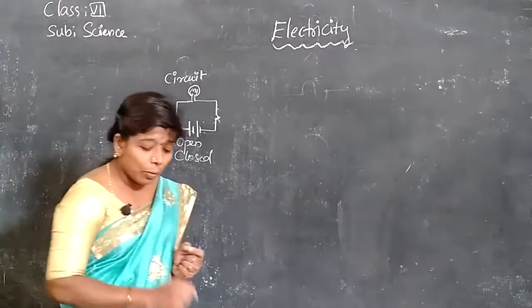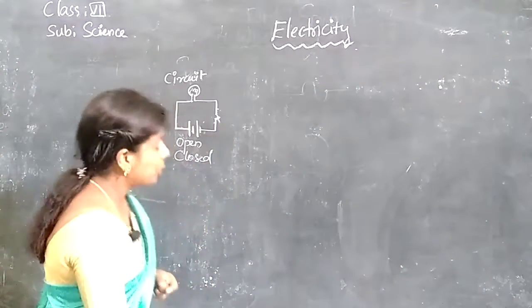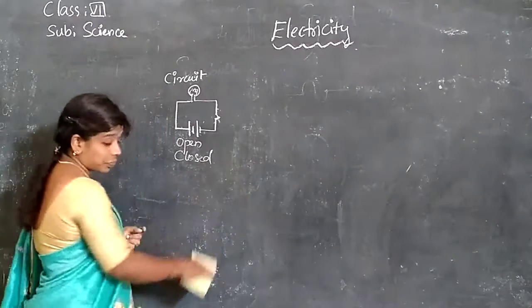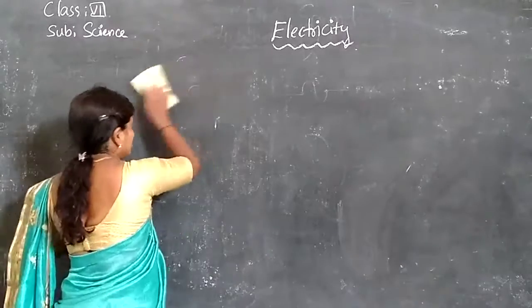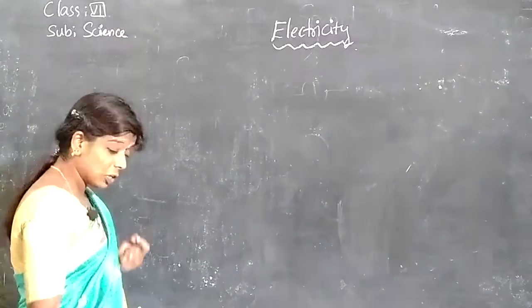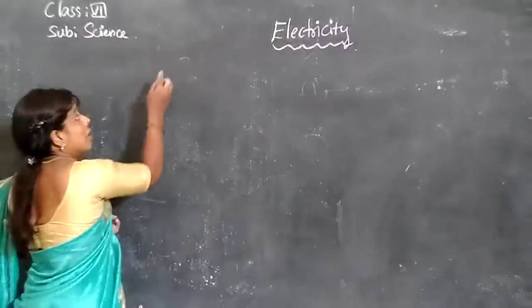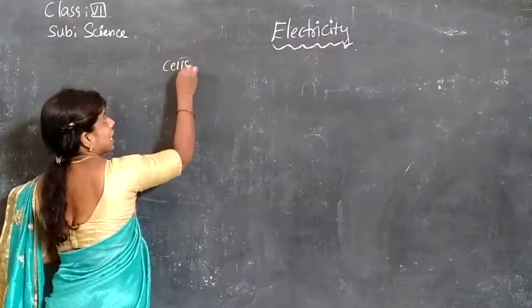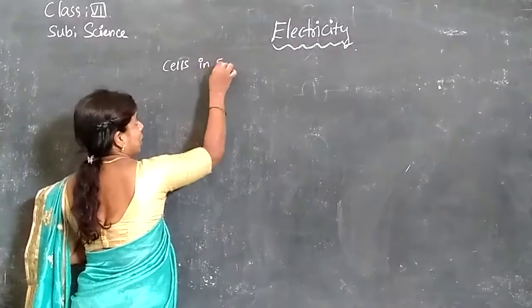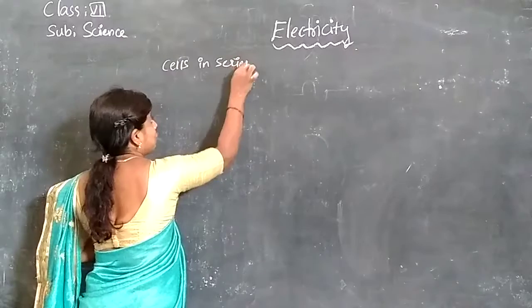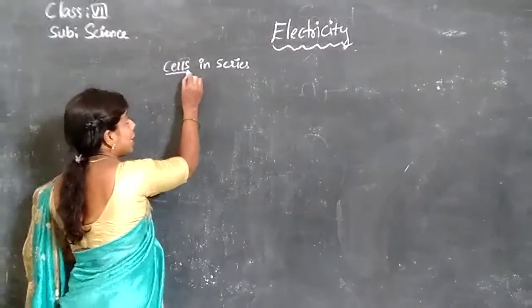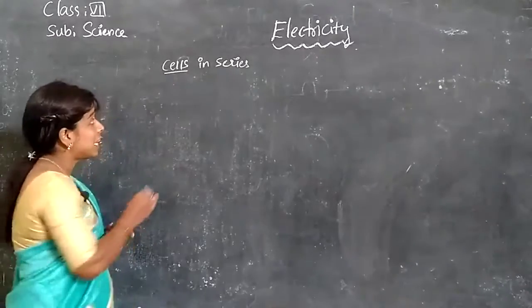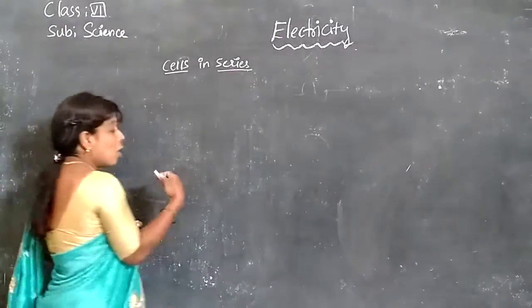Getting? And now here, okay beta. Now we are having these circuits. In circuits we can arrange cells in series. What I am doing, I am taking cells in series. Series means what? One to other.